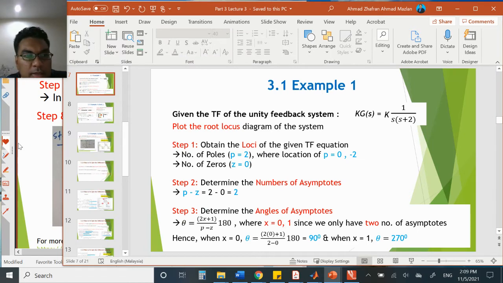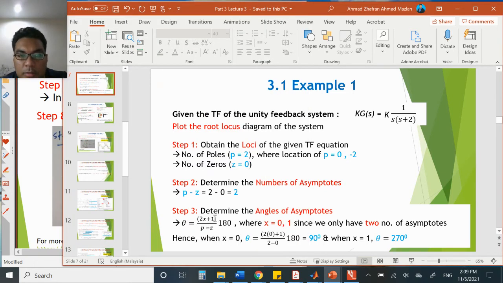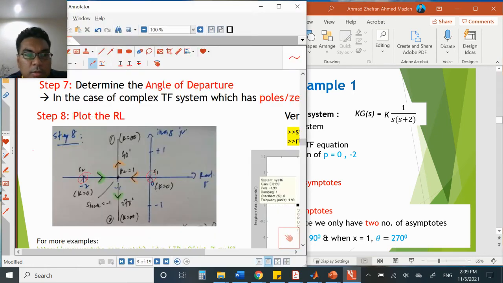We should have two lines, which is from 0 and from -2. The next one is angle 90 degrees and 270 degrees, so the first line from here is going to 90 degrees, and the second one is from the s = -2 pole to the 270. But of course you have to determine the breakaway points first.